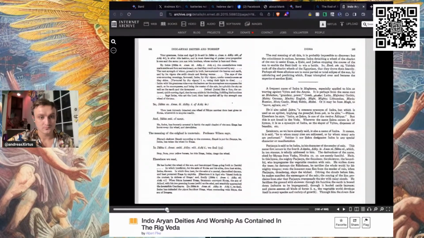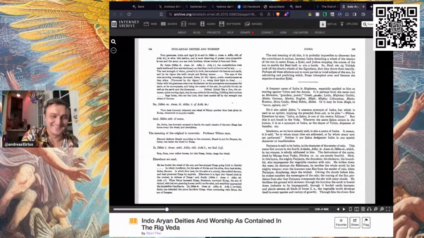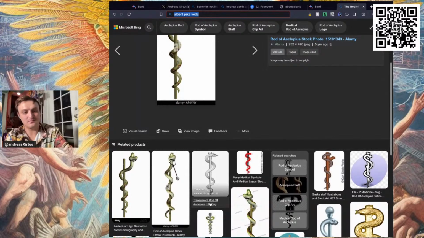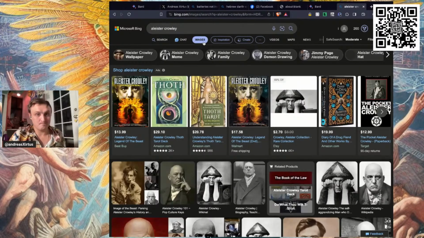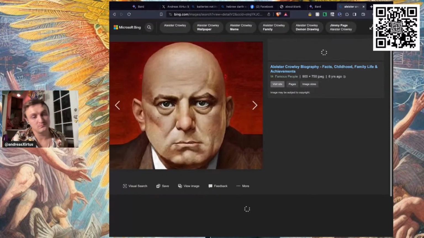I think Crowley cut corners. So Crowley really had probably the closest to authentic interpretation of Vedic stuff. I don't know too much about Pike's works.